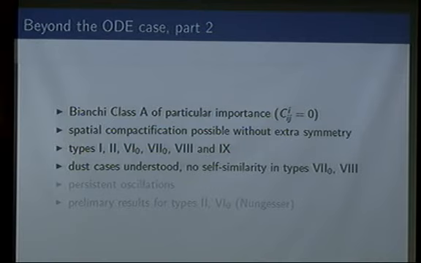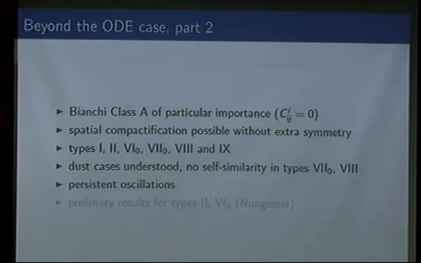Types 1 and 2 I've already explained. Something about them is that you get self-similar solutions, and the more general solutions are asymptotically self-similar. However, there is no self-similarity in types 7, 0, and 8, so they are more difficult to handle. Instead of self-similarity, what you get is persistent oscillations.